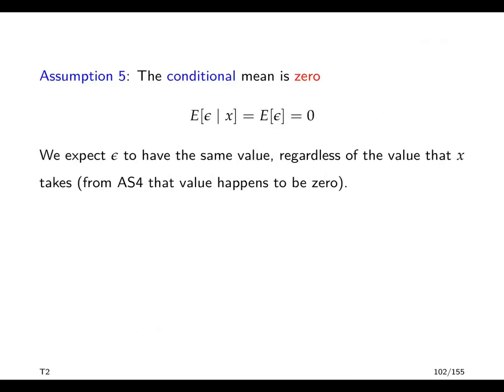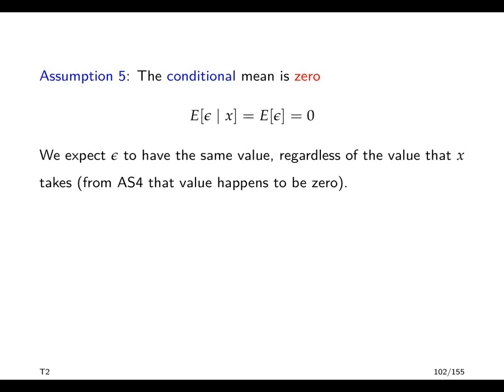Assumption number 5 is that the conditional mean is 0. That is, even knowing the value of x, the expected value of epsilon is 0. Assumption 5 says that we expect epsilon, the error term, to have the same value regardless of the value that x takes. That is, the conditional mean is identical to the unconditional mean. The expectation of epsilon conditional on x is equal to the expectation of epsilon.